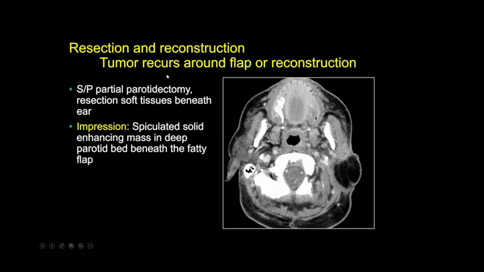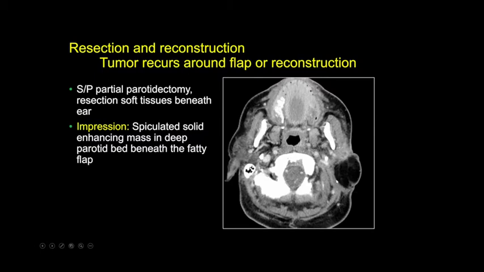Tumors often recur around the flap or the reconstruction. And when they recur, it's often not in the flap itself, but at that boundary, at that interface with the normal tissues. So here's a patient who's had a partial parotidectomy for a malignant tumor, has had resection of much of the skin under the ear and probably the auricle itself, and has been repaired with this predominantly fatty flap.